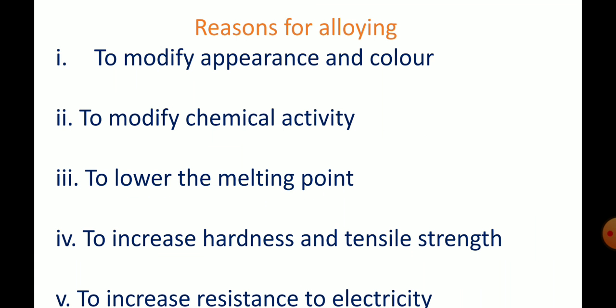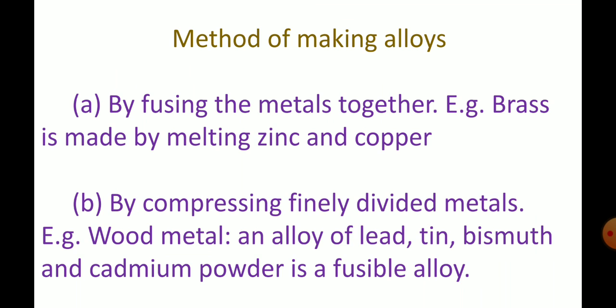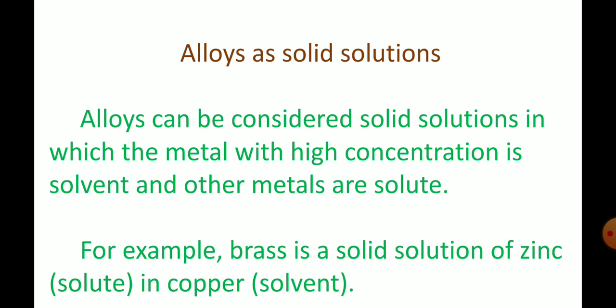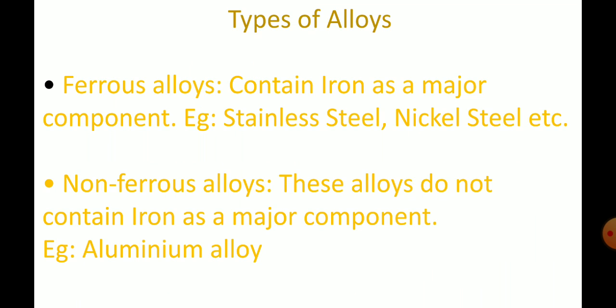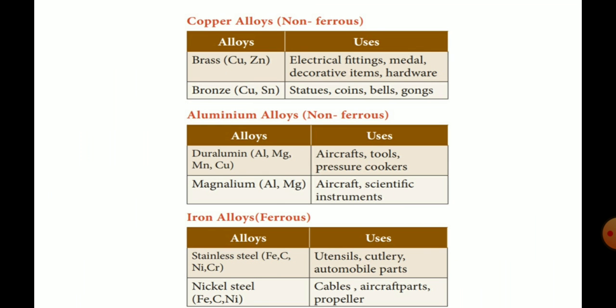Then reasons for alloying. There are 5 reasons given. Then methods of making alloys. There are 2 methods: by fusing or by compressing the finely divided metals. Then alloys can also be considered as solid solutions. Types of alloys. Based on the iron content, we have 2 types of alloys. What are they? One is ferrous alloy and the other is non-ferrous alloy. Copper alloys are non-ferrous alloys, aluminium alloys are non-ferrous alloys, whereas iron alloys are ferrous alloys.